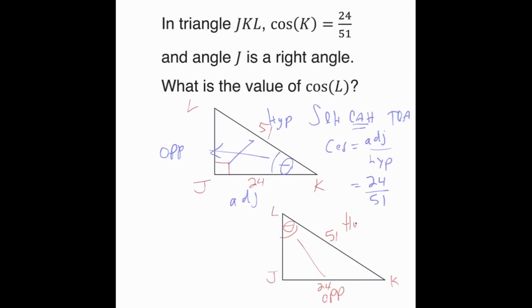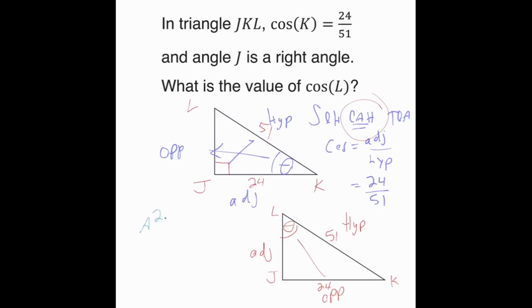The hypotenuse never changes as you go from thinking about one angle to the other, and the adjacent is now here. So when you take theta and move it from one angle to the other, the opposite and adjacent switch places. So if we need the cosine of this angle, in terms of SOHCAHTOA, we need adjacent over hypotenuse. In other words, we need the length of LJ.